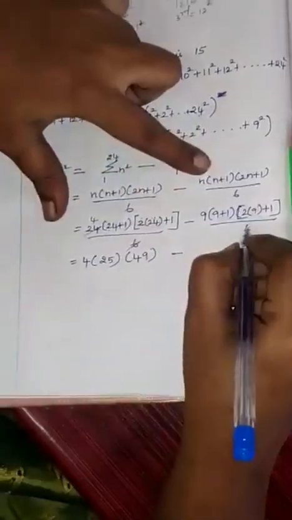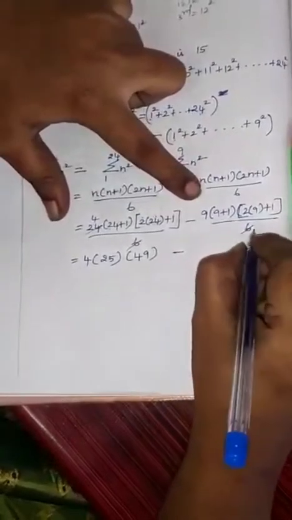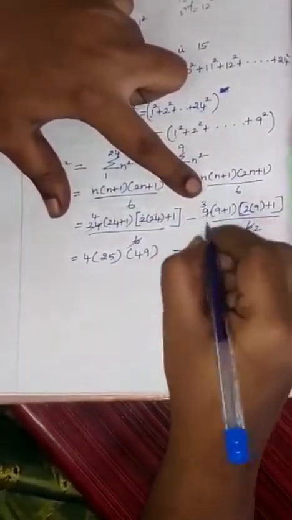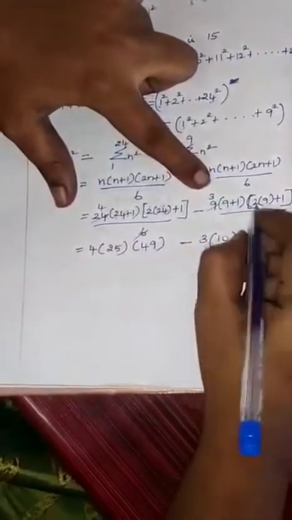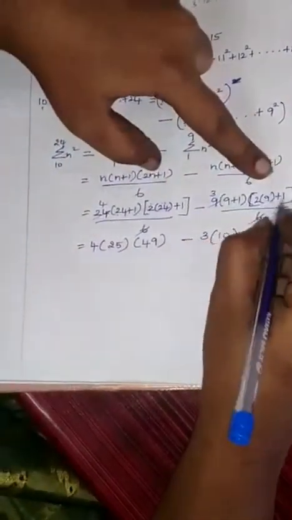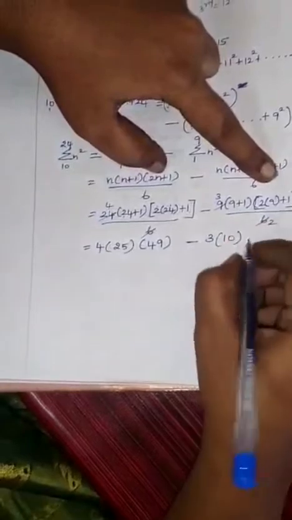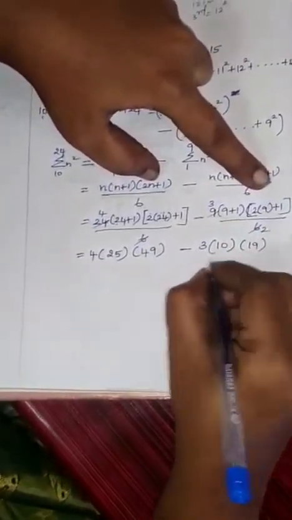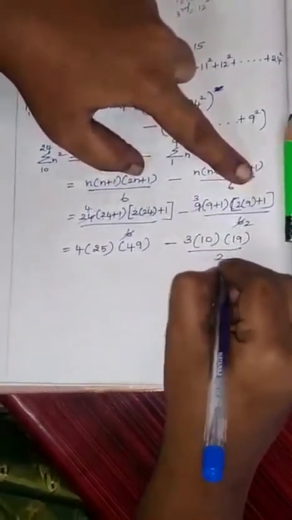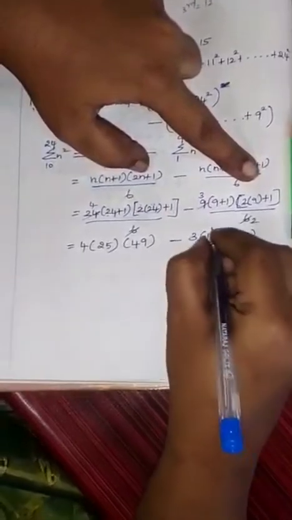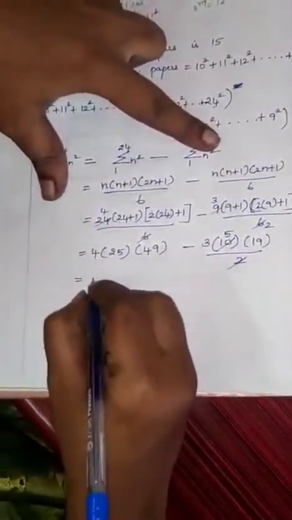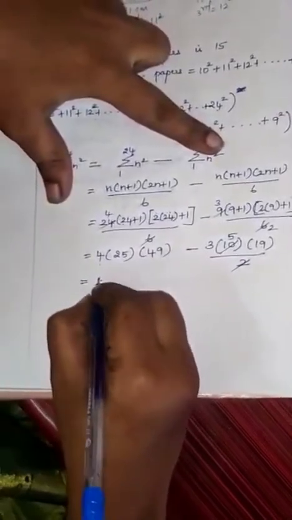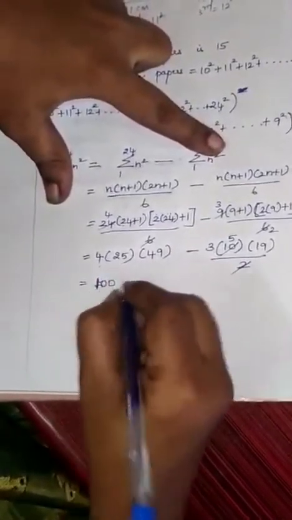Minus of, now you can cancel 9 and 6. 3 2s are 6. 3 3s are 9. So 3 into 9 plus 1 is 10. Again first multiply then add. 2 9s are 18. 18 plus 1 is 19. By 2 you have here. So 2 and 10 I can cancel now. 2 5s are 10. 4 into 25 is, 4 25s are 100.